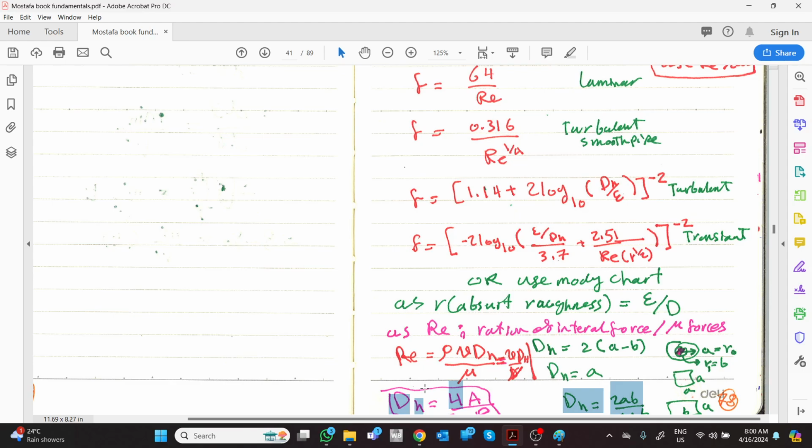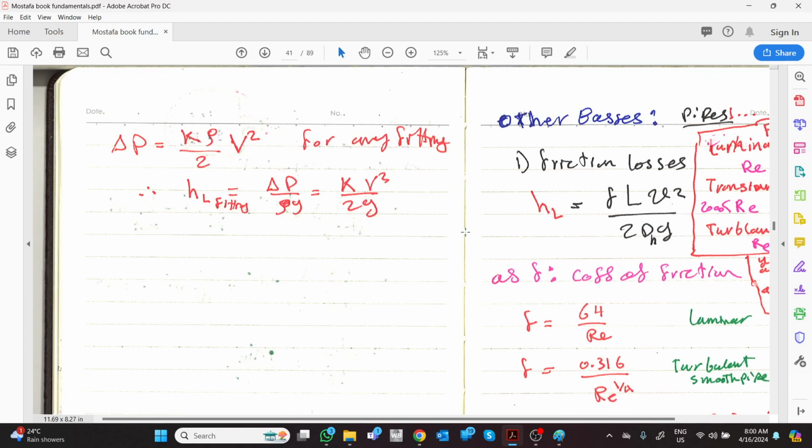I think so. It is very simple. It is not that big a deal. It is 4a, or 4 times the area divided by the perimeter. This is the equation. And this one, a plus b. Sorry, a plus b.